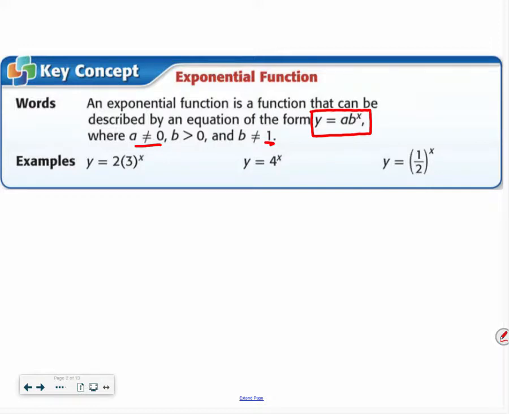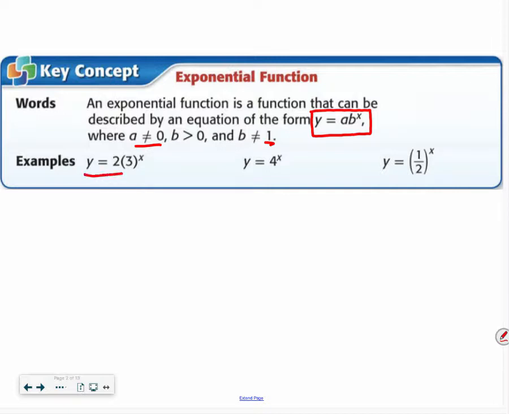number 1. Because if we take 1 to, it doesn't matter what power. If we did 1 squared, that's still 1. If we did 1 to the third, that's still 1. 1 to the negative third, still 1. Okay? So we can't have b equal 1 because then we'll just end up with y equals a times 1. We don't want that. We want the numbers to change.